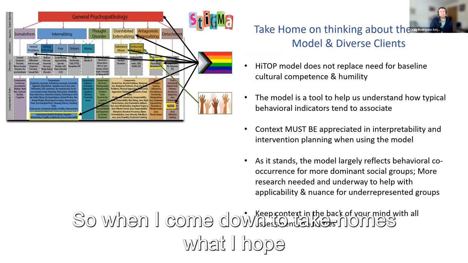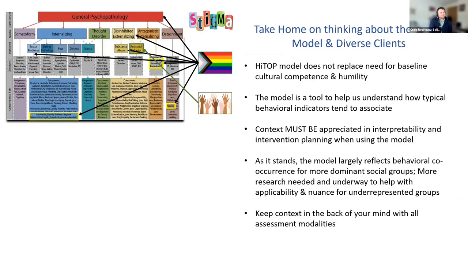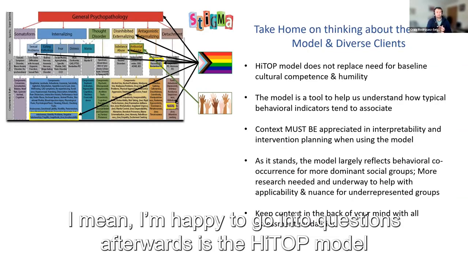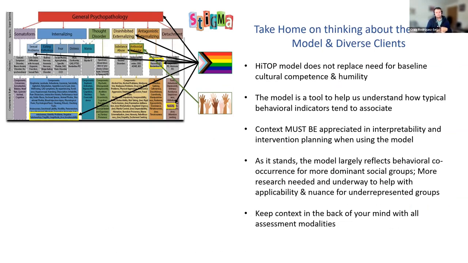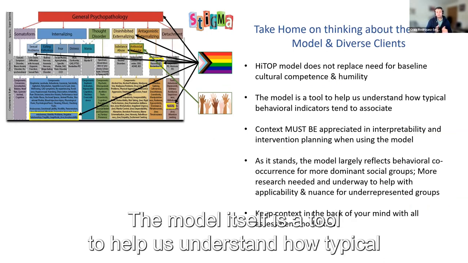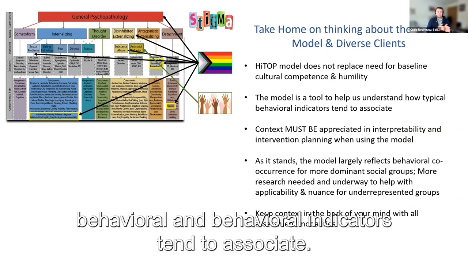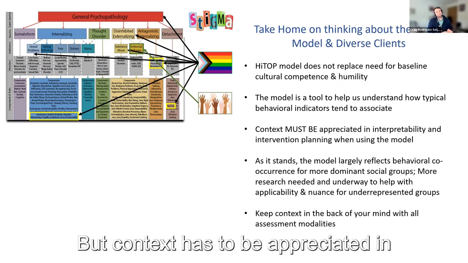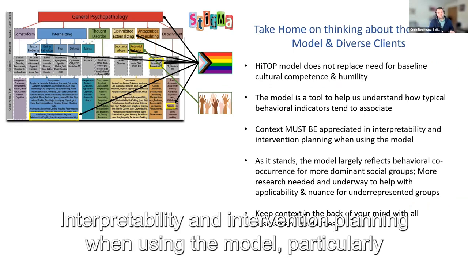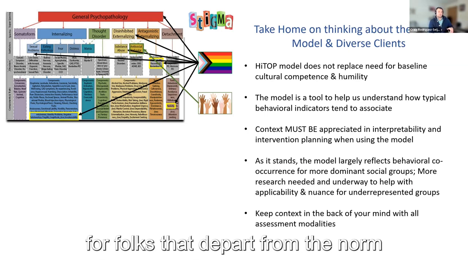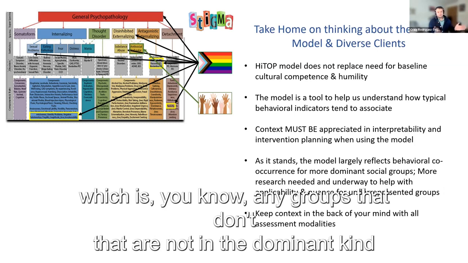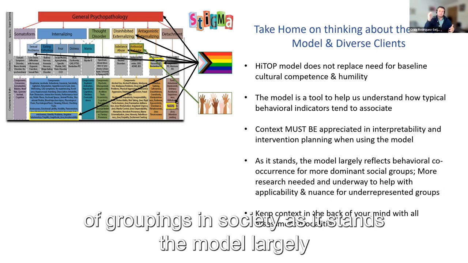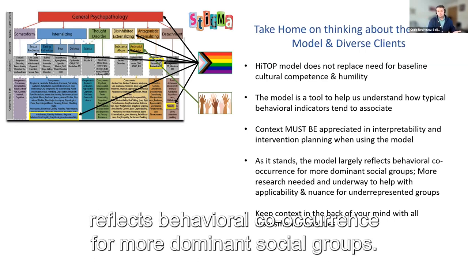So when I come down to takeaways, what I hope this would help with, and happy to go into questions afterwards, is the high top model doesn't replace the need for baseline cultural competence and cultural humility. The model itself is a tool to help us understand how typical behavioral indicators tend to associate. But context has to be appreciated for interpretability and intervention planning when using the model, particularly for folks that depart from the norm from which the evidence was built, which is any groups that are not in the dominant groupings in society. As it stands, the model largely reflects behavioral co-occurrence for more dominant social groups.